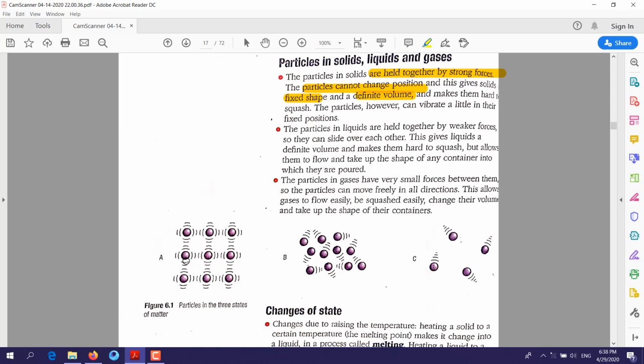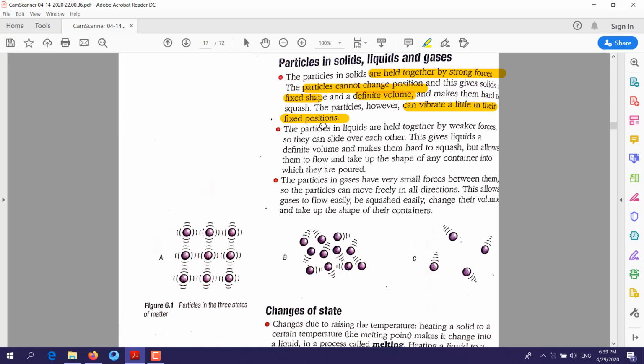Then, before that, the particles here, as you can see, these small lines mean the particles here are vibrating. But how are they vibrating? They are vibrating in their places without moving. So particles can vibrate a little in their fixed positions.